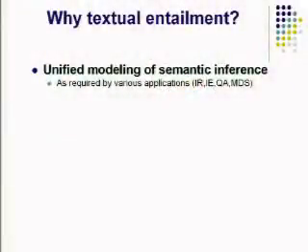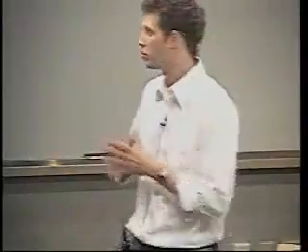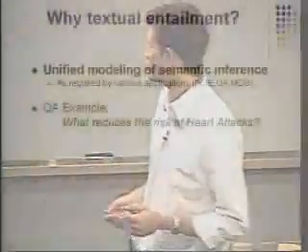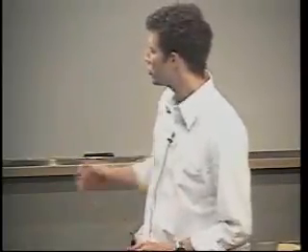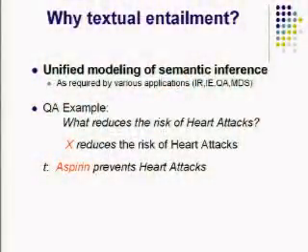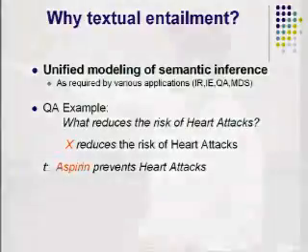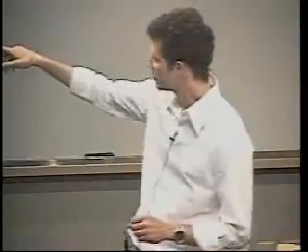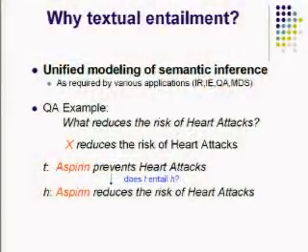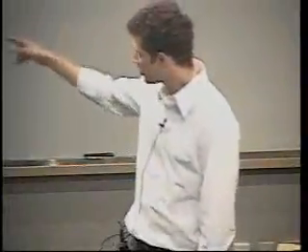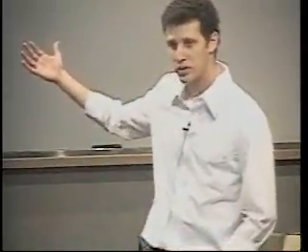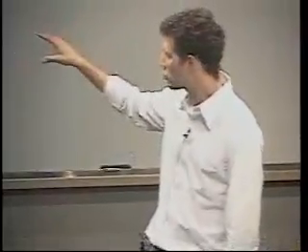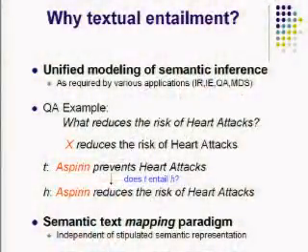So why do we want to use textual entailment? First of all, it unifies some semantic needs, some inference needs in many NLP applications, for example, question answering, multi-document summarization. I'll give a QA example. If you're looking at the question, what reduces the risk of heart attacks? Well, we can transform it into affirmative form and say, X reduces the risk of heart attacks. And if someone gives us a candidate text with a candidate answer, like aspirin prevents heart attacks, we can take that candidate answer, plug it into our hypothesis, and then ask whether the text entails the hypothesis. If there is an entailment, then aspirin is a correct answer. And if there is not an entailment, then it's not a correct answer. And that's how we can use an entailment engine for QA. And the same trick can work for IE or IR and other applications.